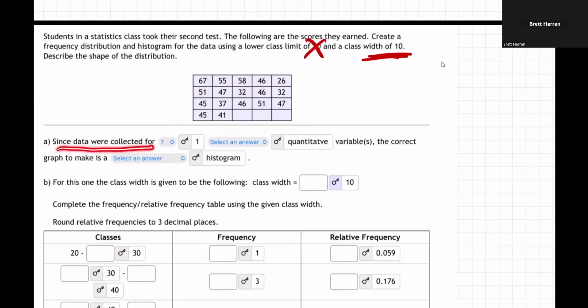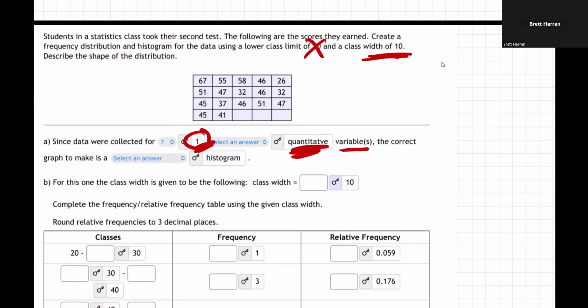Since the data were collected for one quantitative variable. Now, why do we say that? Well, they're not collecting two things, meaning they're just collecting score. They could have collected score and gender, like, did the boys do better or the girls do better? So for every student, they could record their score and their gender, or their score and how many hours they studied, or their score and their age, or other variables other than just their score, but we only recorded one variable, their score.